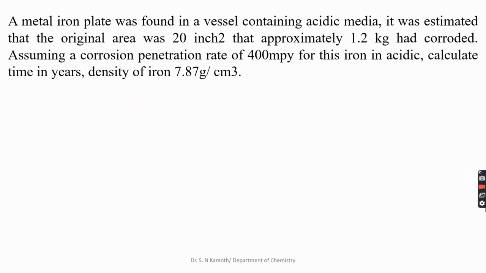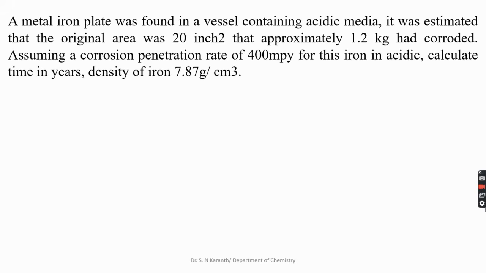Next one, an iron plate was found in a vessel containing acidic media. It was estimated that the original area was 20 inches square, and approximately 1.2 kg had corroded. Assuming a corrosion penetration rate of 400 Mpy for this iron in acid, calculate the time in years. Density of iron is 7.87 gram per cm cube.